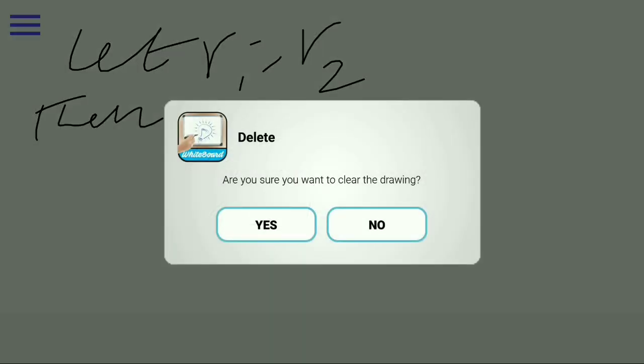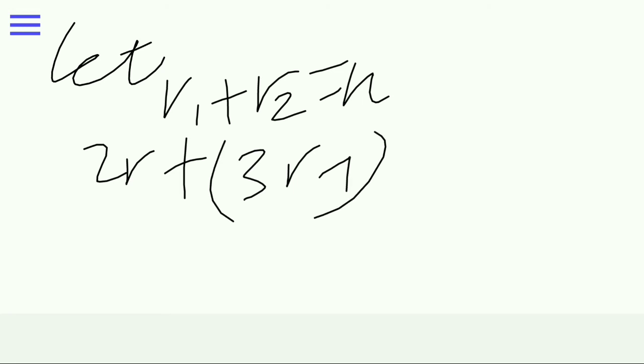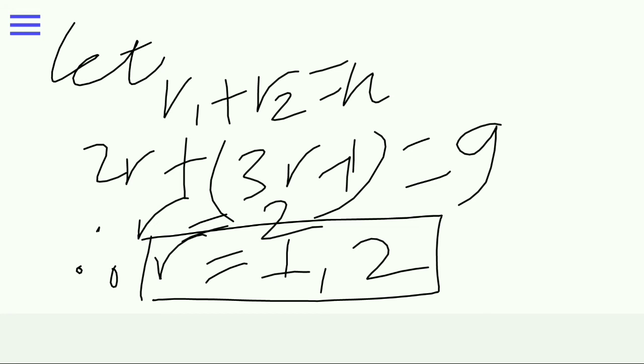And again we have the next option: let r1 plus r2 equal n. So we have r1 as 2r and r2 as 3r minus 1, and n is 9. So after solving we will get r equals 2. So finally we have r equals 1, 2. So r equals 1, 2 is the required answer.